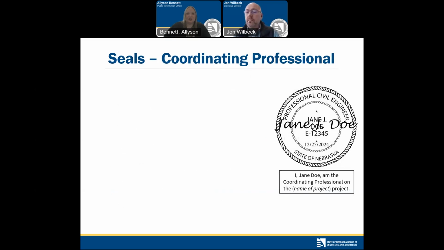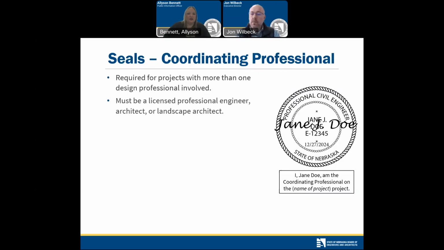So next we're going to look at coordinating professional. A coordinating professional is going to be required for projects where there's more than one design professional involved. A licensed professional engineer, architect, or landscape architect could be designated as a coordinating professional. So one will be needed, let's say if you have two professional engineers, a professional engineer and an architect, two architects, and so on and so forth.